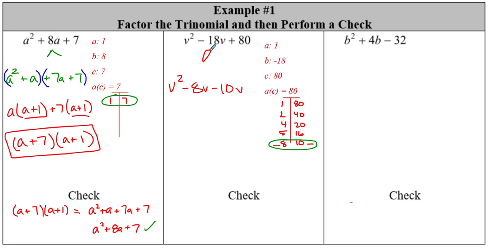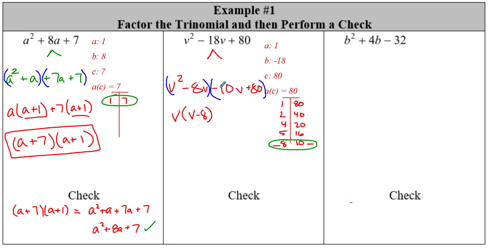Remember, we are splitting this guy up. Okay, and then we got plus 80. All right, so we want to go ahead and group and group. All right, v squared minus 8v, we can take out a v and we are left with v minus 8.